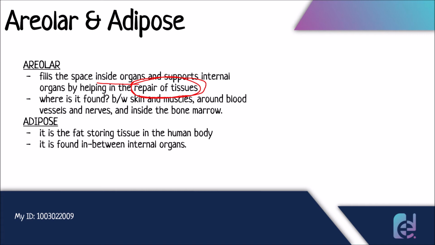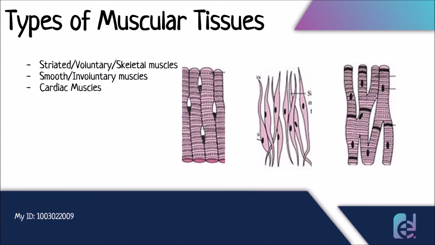Adipose tissue is the fat storing tissue in the human body. That's where all your fat is stored. It's in the adipose tissue, and it's found in between internal organs. Next up, we'll have the types of muscular tissues.